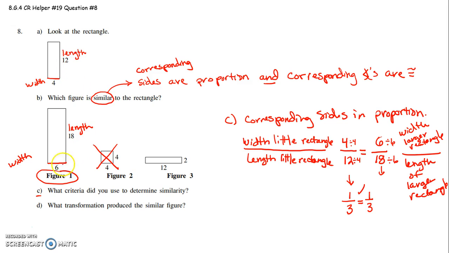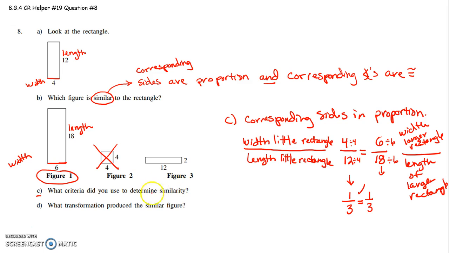4 times 3 is 12. 6 times 3 is 18. I could have also shown that 4 times 1.5 is 6. And 12 times 1.5 is 18. That would have been the other way to go about it.